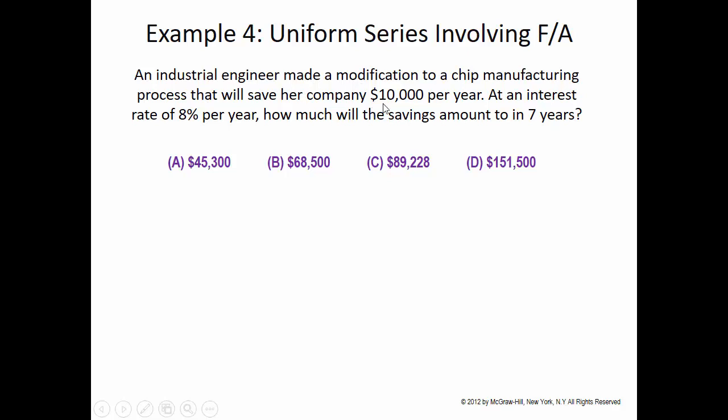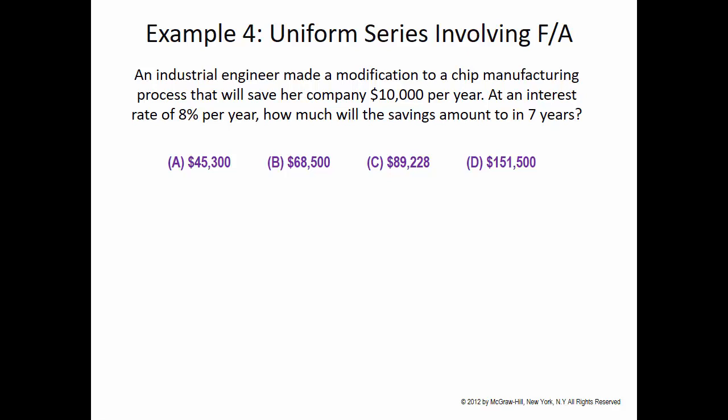So here, a certain modification is going to save $10,000 per year. That's money that used to be spent, and so we consider that as a revenue. Even though it's not a direct revenue, anytime you save money that previously has been a cost, you consider that as a revenue. So for 8% per year, how much will the savings amount to in 7 years? And so it would be easy, if you didn't know how to solve these types of problems, just to say, well, it's 10,000 times 7.